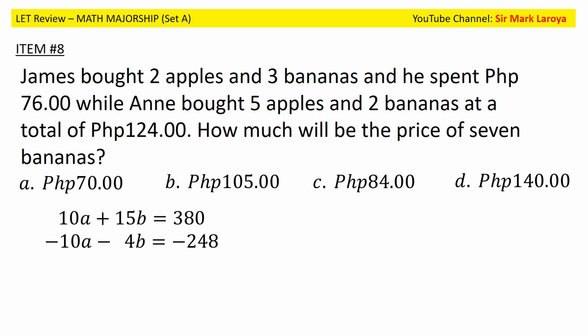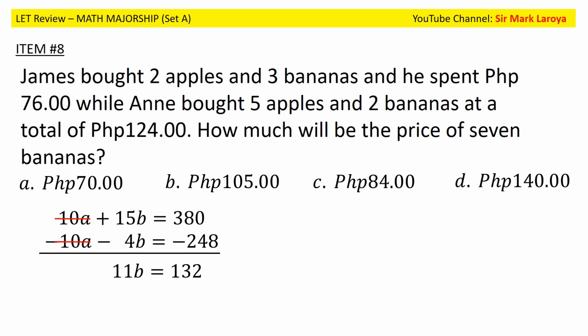As you can see, kapag nire-write natin sila, kapag inad natin yung two equations, okay, pwedeng makancel yung 10a. Okay? So, 10a minus 10a is 0. Na-cancel. So, ang natitira na lang sa atin ngayon ay yung variable na b. So, you have now 15b minus 4b is equal to 11b, and that is equal now to 380 minus 248. That will give us 132. So, in short, we now have 11b equals 132.